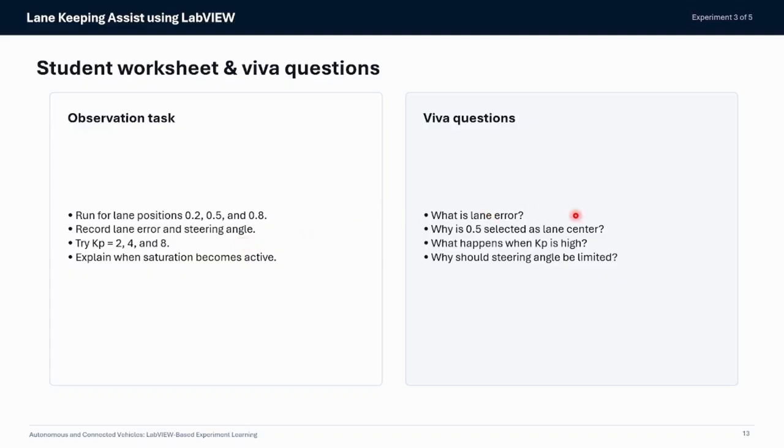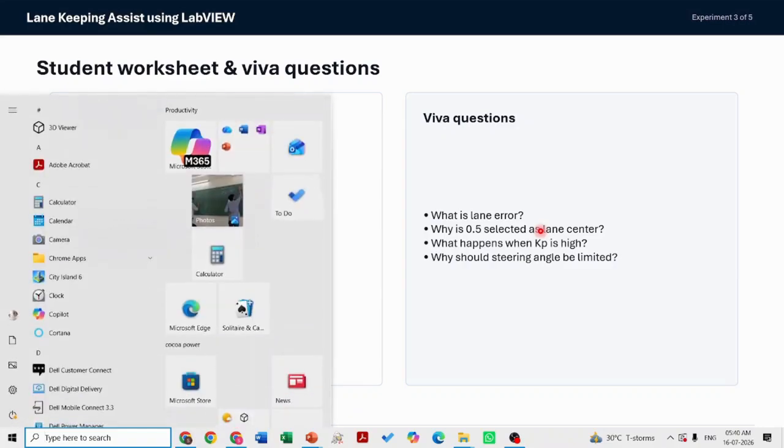Some of the basic questions. Identify the land error. Why is 0.5 selected as the land center? What happens when KP is high? Why should steering angle be limited? These are the five basic questions. So this is the basic theory related to the land keeping assistant. Now you have to go with the LabVIEW experiments for the land keeping assistant.